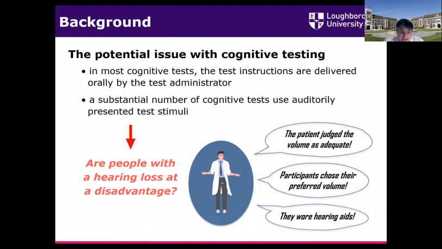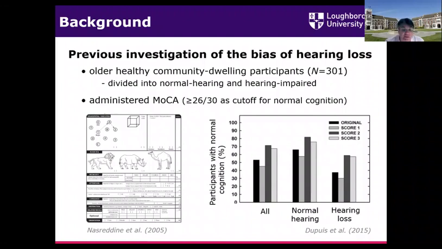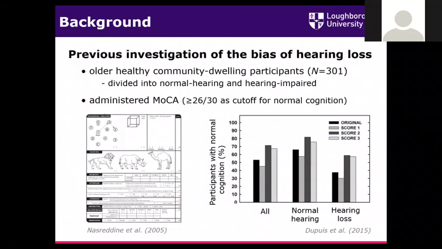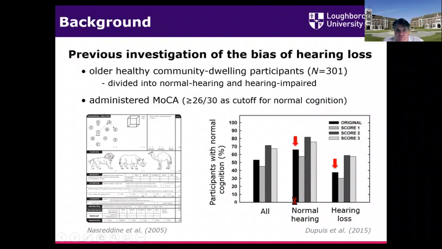Previous research has actually looked into the possible impact of hearing loss on cognitive performance. For example, this study by Dupuis et al. from 2015, in which a large number of older, healthy participants were recruited and divided into normal hearing and hearing impaired listeners based on their audiogram. They were then administered the MoCA, the Montreal Cognitive Assessment, and a score of 26 or higher was considered normal cognition. What I would like to look at now are the results of this study, in particular these two bars here, that show that the proportion of participants considered to have normal cognition was much higher in the normal hearing group, almost 70%, compared to the proportion of participants with normal cognition in the hearing loss group, about 40%.